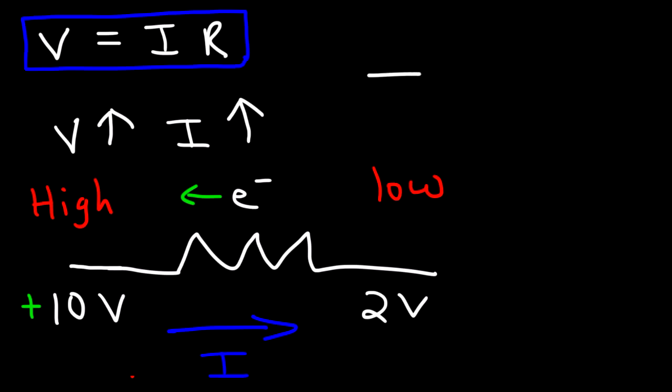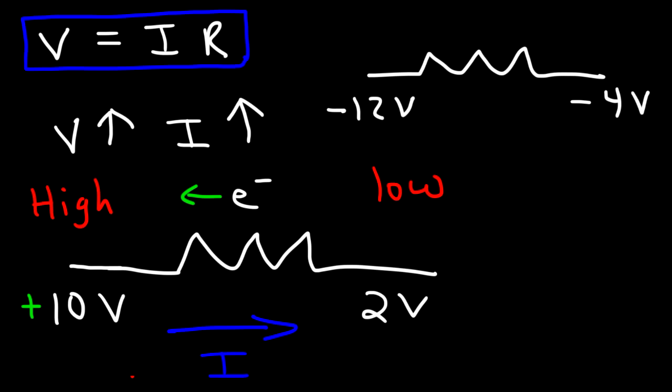Now, let me give you another picture. Let's say this is negative 12 volts on the left, and let's make this negative 4 volts on the right. So in which direction is the current flowing? That is the flow of positive charge. Is it flowing to the right or is it flowing to the left? Feel free to pause the video and think about it.